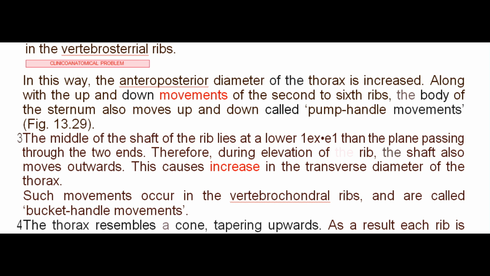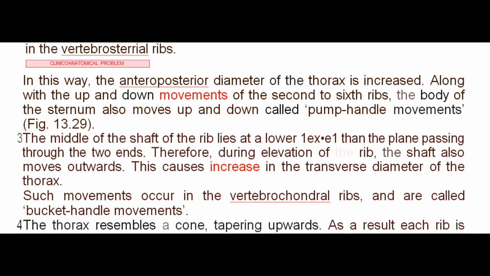2. The anterior end of the rib is lower than the posterior end. Therefore, during elevation of the rib, the anterior end also moves forwards. This occurs mostly in the vertebrosternal ribs. In this way, the anteroposterior diameter of the thorax is increased. Along with the up and down movements of the 2nd to 6th ribs, the body of the sternum also moves up and down, called pump handle movements, Fig 13.29.